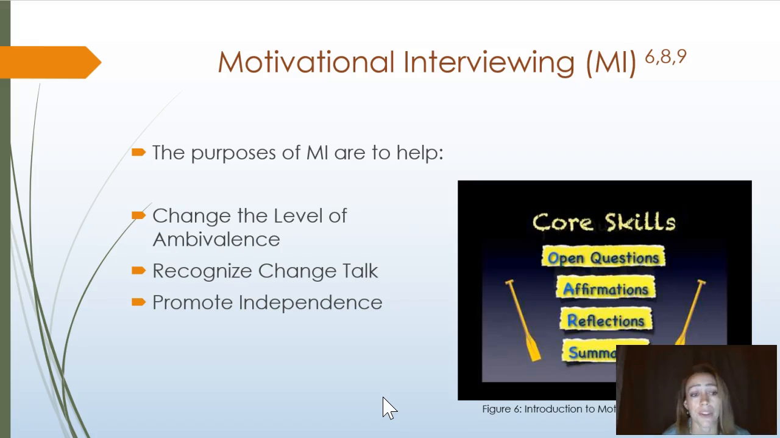Okay? When the client begins to realize that they have the power to change, their speech also changes. That's called change talk. And at this point, you may have been thinking that the TTM model and the MI model actually work very well together. In fact, the TTM flows really well with MI.